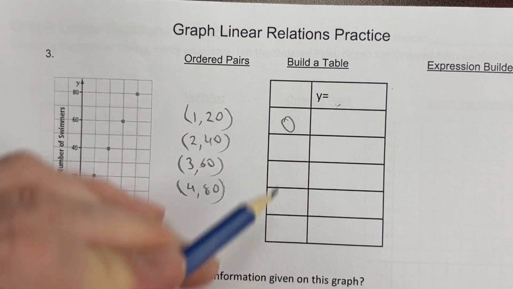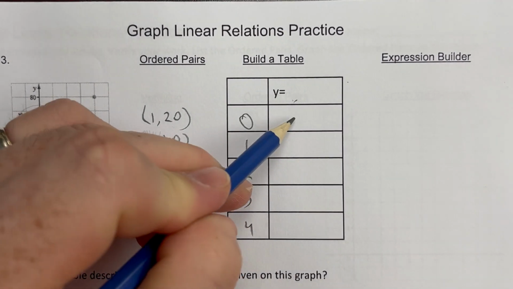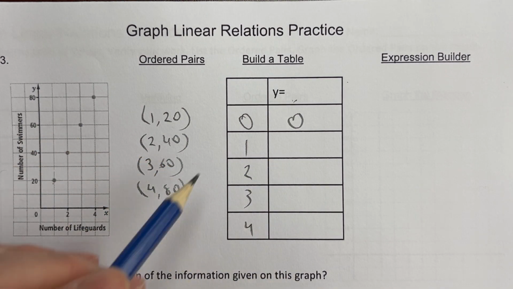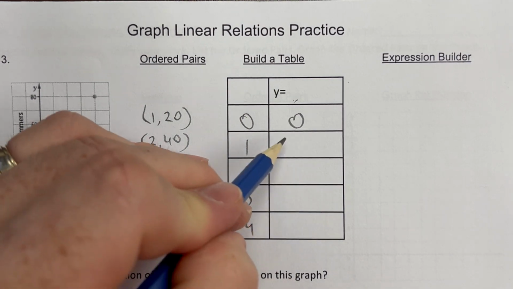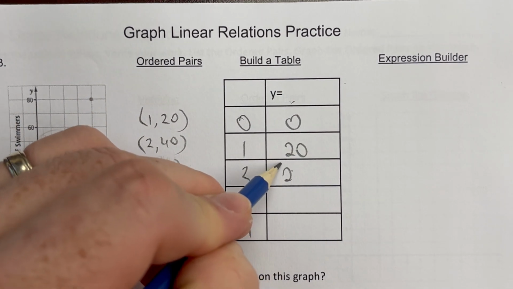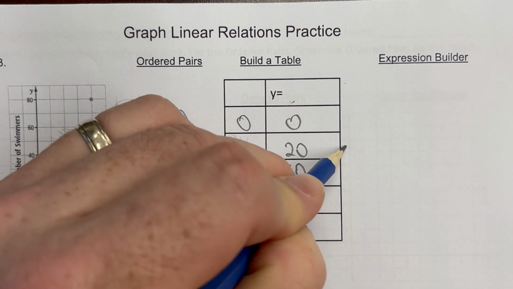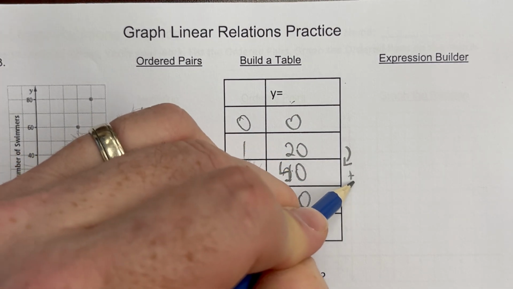Okay, so again, we have to have a 0 row to use expression builder. We've got 0 lifeguards needed when there's 0 people. 1, 20, 2, 40, 3, 60, and 4, 80. So this one, again, we need this on the side, increasing by 20.